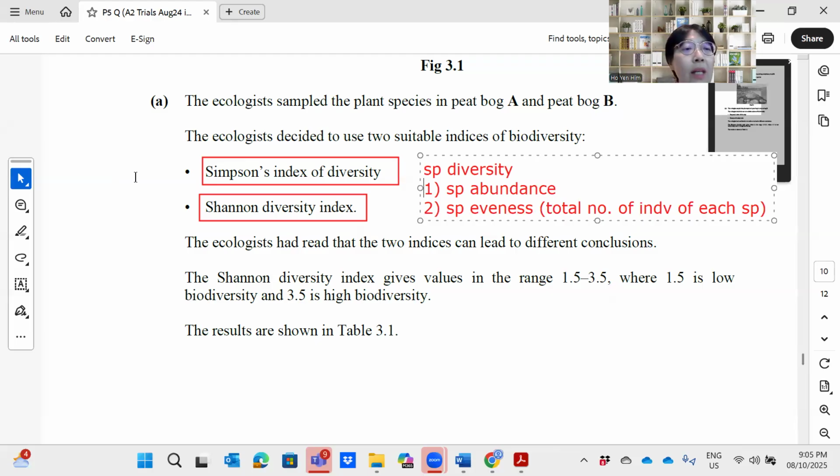Different indices emphasize different things. So the ecologists had read the two indices and they know that it can lead to different conclusions because each index emphasizes different components of the species. The Shannon Diversity Index gives value in the range of 1.5 to 3.5, where 1.5 is low biodiversity, 3.5 is high biodiversity. So this is something that they just give you information.